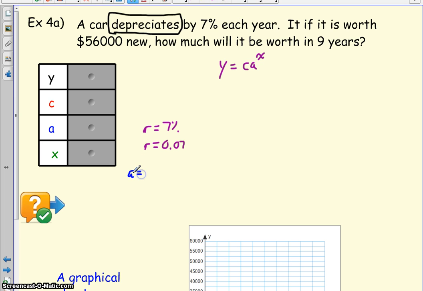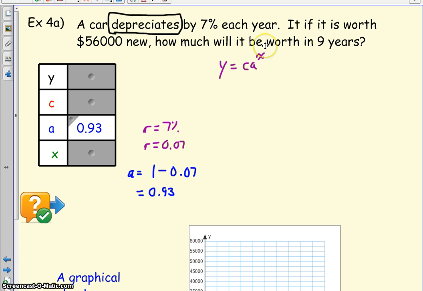So with that in mind, our base is going to be 1 minus that decay rate. Again, the moment we know it's depreciating in value, we know we have to have a function that represents decay. If our base were 0.07, that means it's going to be at 7% of its value at the end of each year. But it's not going to be at 7% of its value, it's losing 7%, which means it's actually going to be at 93% of its original value at the end of each year. So we go 1 minus 0.07, which gives us a base of 0.93. So that gives us the base of our power.